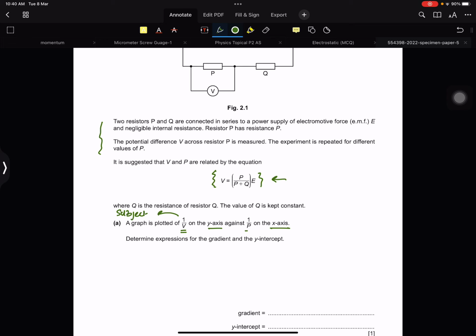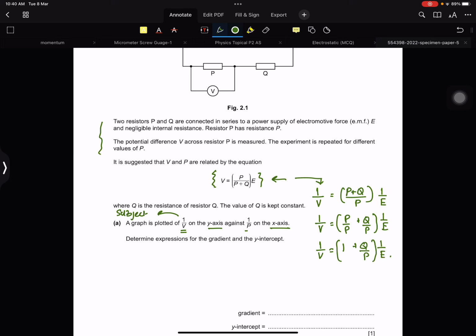So first of all, I'm going to take the reciprocal of this equation. When I take the reciprocal, it will be 1 upon v equals p over q over p times 1 upon p. So this is how the reciprocal is done. Then you simplify it a bit: p upon p plus q upon p, and this whole is being multiplied by 1 upon e. So 1 upon v will be 1 plus q upon p, multiplied by 1 upon e.